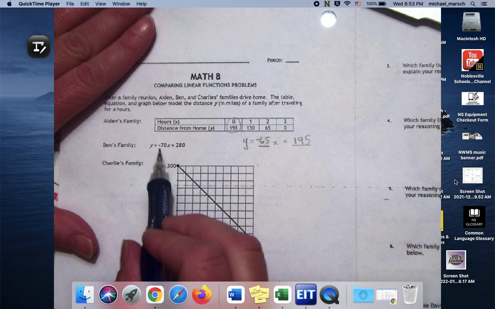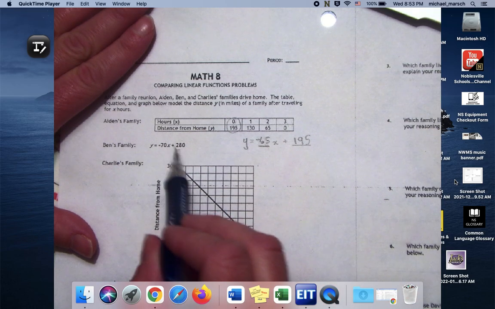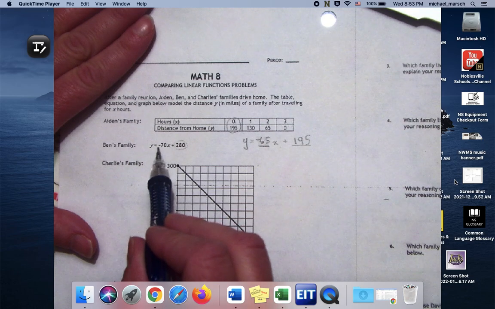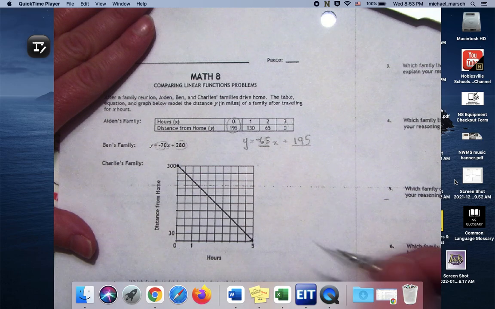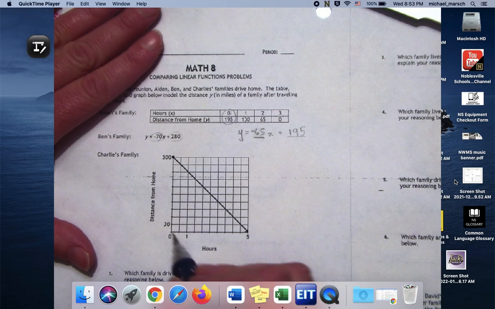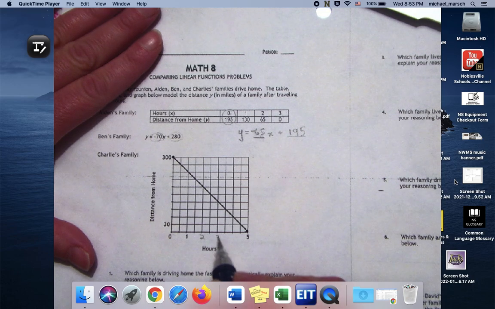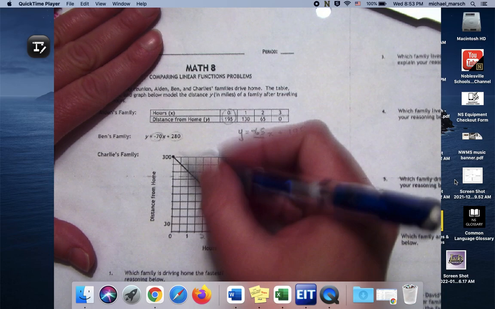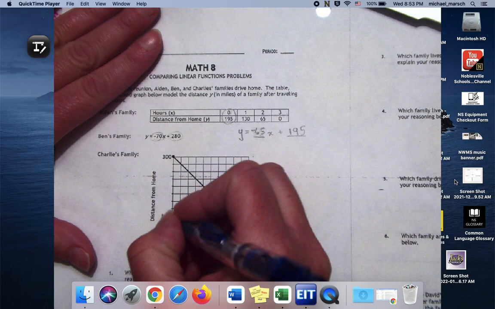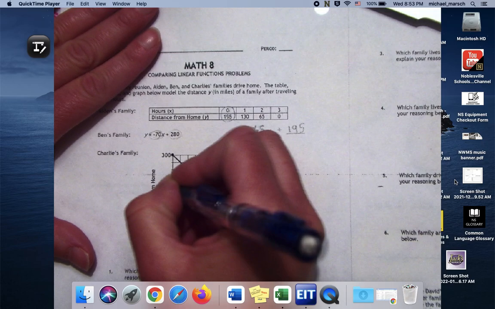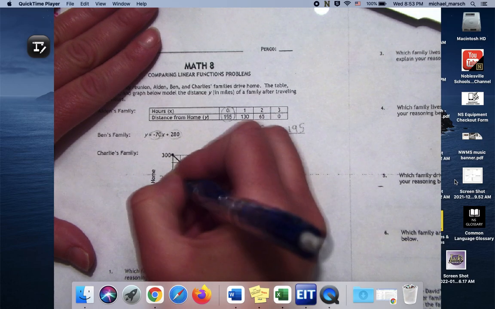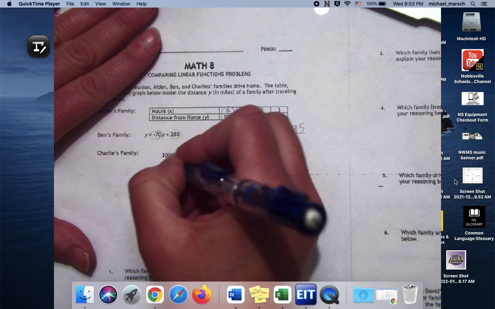Okay, we've got Ben. This tells us that Ben is 280 miles from home, and he was going 70 miles per hour. And then we've got Charlie's family. Our increments are kind of different. Every 2 lines is an hour. So this would be 2 hours, 3 hours, 4 hours, and then 5. And this distance from home, it looks like it's going in increments of 30. So then we would have 60, 90, 120, 150, 180, 210, 240, 270.